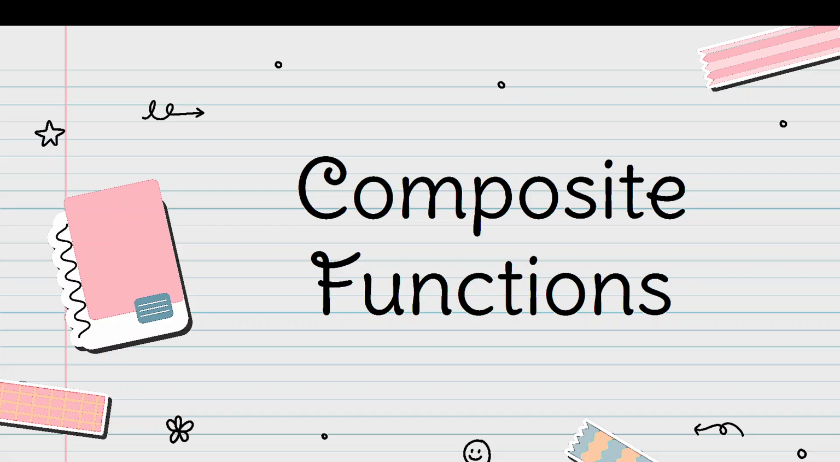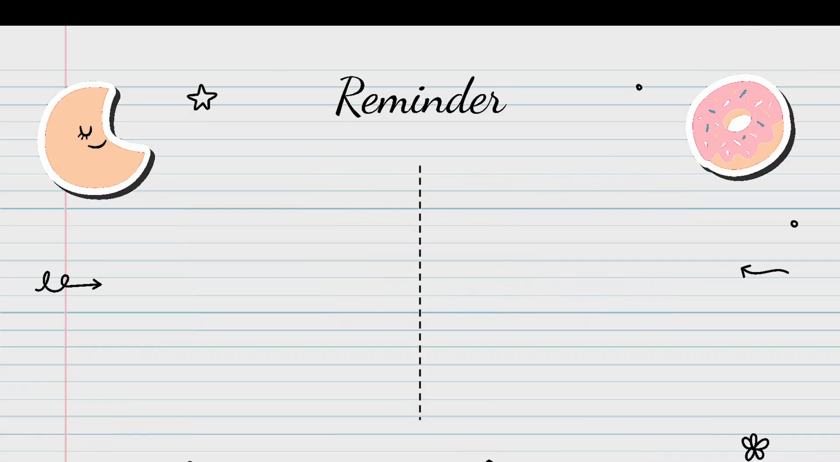Hello everyone. Today's lesson is on composite functions, which is really just a function of a function. Let's say we have two functions, f of x and g of x. When you combine them together, you get this and this.